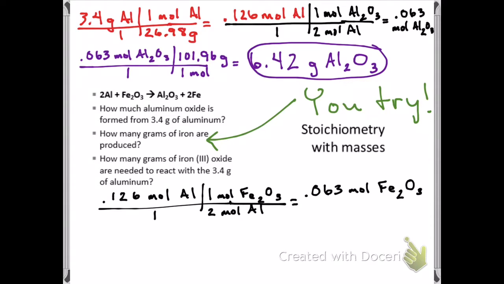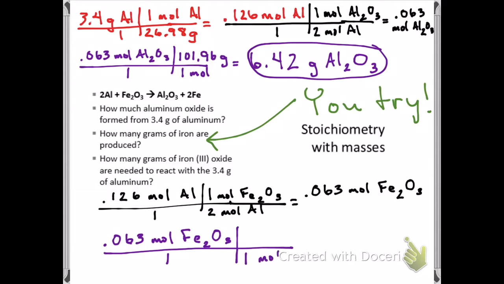My mole ratio really doesn't change even though we're looking at another reactant. So my 2 moles of aluminum is on the bottom because that's what's in the balanced equation, and 1 mole of iron 3 oxide is on top because that's what's in the balanced equation. It doesn't matter that that's another reactant. So my mole ratio says that I need to divide by 2, and if I look at my balanced equation, that makes sense. For every 2 moles of aluminum I put in, I need only 1 mole of iron oxide. I don't need 2 moles, I don't need 3 moles, I need 1 mole of iron oxide for every 2 moles of aluminum that I put in. So we'll divide by 2 here and get 0.063 moles of iron 3 oxide.